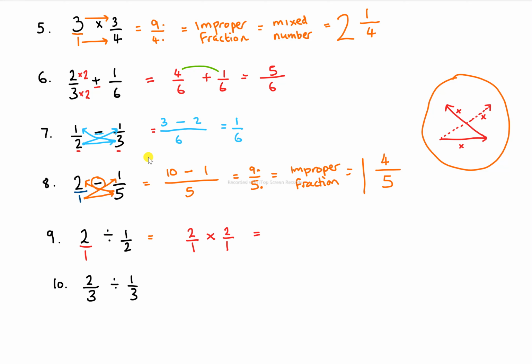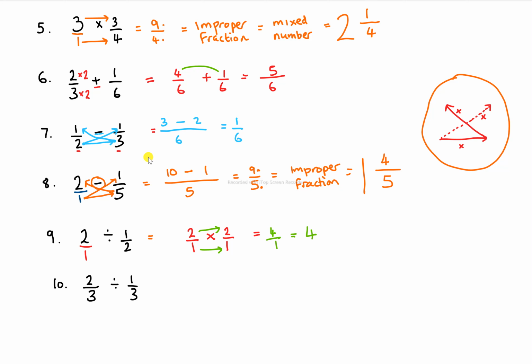So now simply multiplying two fractions, you multiply straight across, 2 times 2 is 4, 1 times 1 is 1. Anything divided by 1 is the number itself, so 4 divided by 1 is 4.